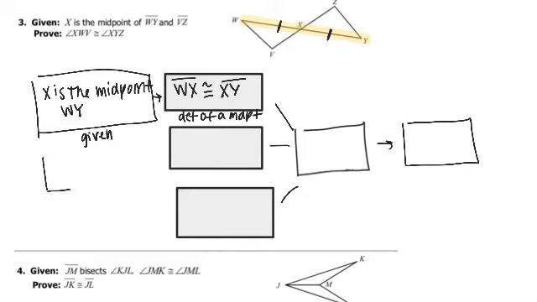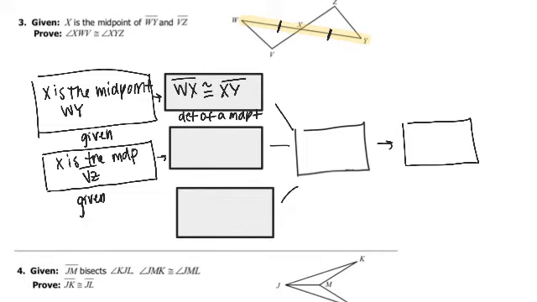And then they also told us X is the midpoint of VZ. Okay, and so given, and we can use highlighter again. Here's VZ. Midpoint cuts it into two congruent parts. So we can say VX is congruent to XZ. And that's also by the definition of a midpoint.